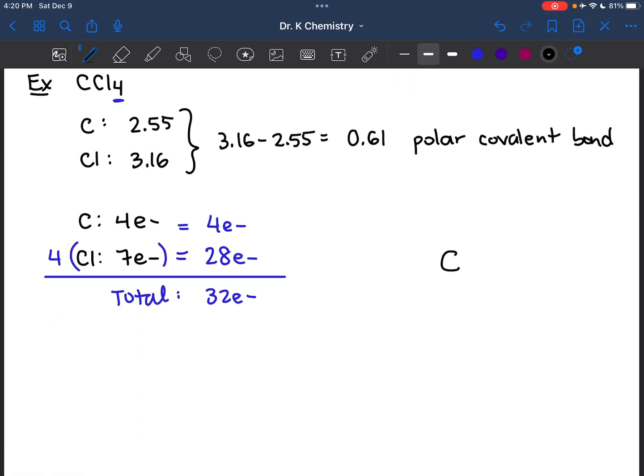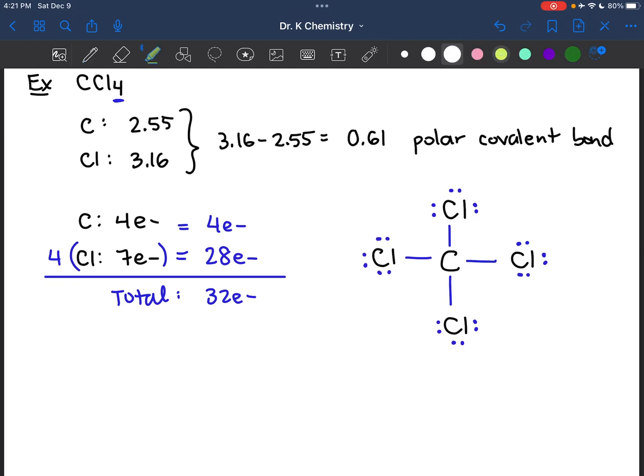That means I'm going to put carbon in the center of the molecule and surround it with chlorines. We're going to draw single bonds between all of them, which use up 8 valence electrons, and then we'll distribute the remaining electrons around the outer atoms and then check that everybody has an octet. So that's 8 electrons so far. This would be 10, 12, 14, 16, 18, 20, 22, 24, 26, 28, 30, and 32. So now I've distributed all of my electrons.